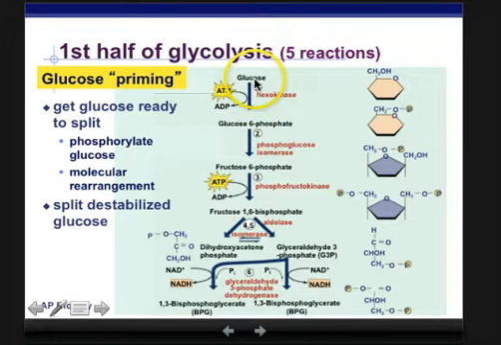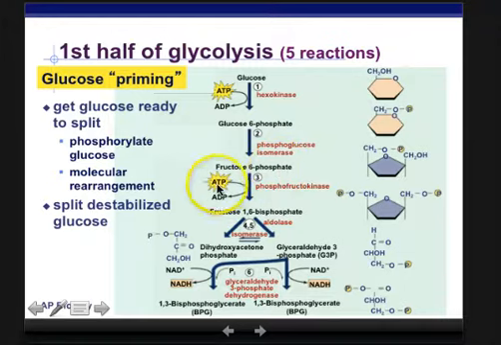That's why, in the first step, glucose goes from being glucose to being glucose 6-phosphate, because it's just a glucose with a phosphate on it. Then another enzyme comes along, phosphoglucose isomerase, and that one is going to change glucose 6-phosphate into its isomer, fructose 6-phosphate.